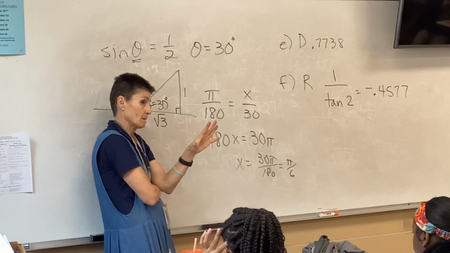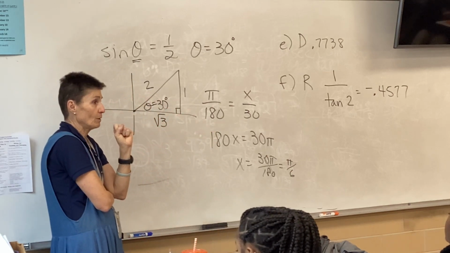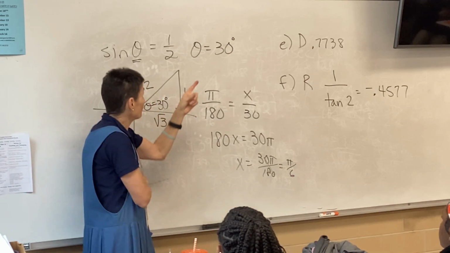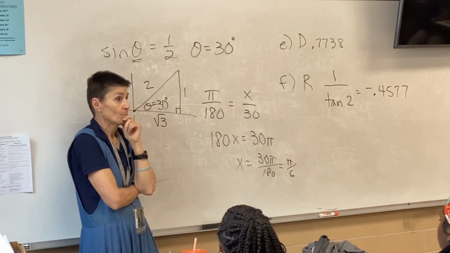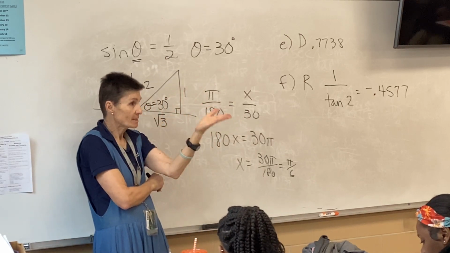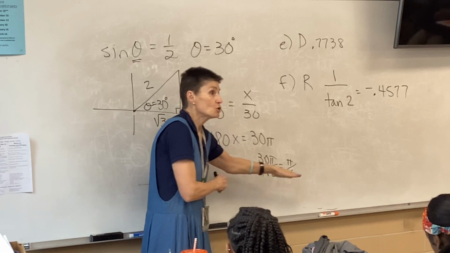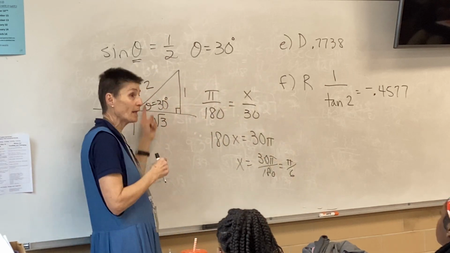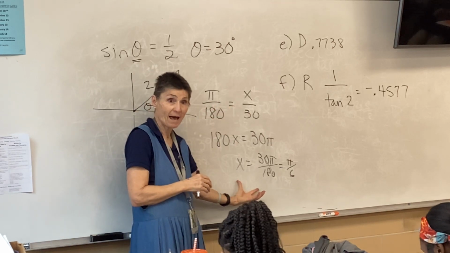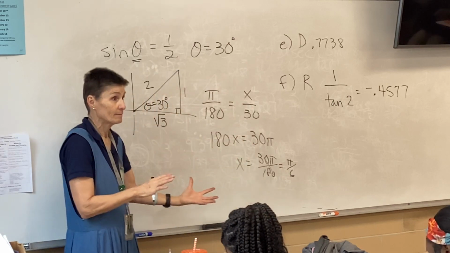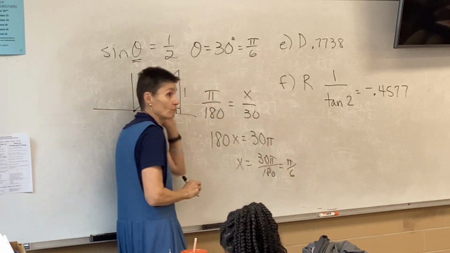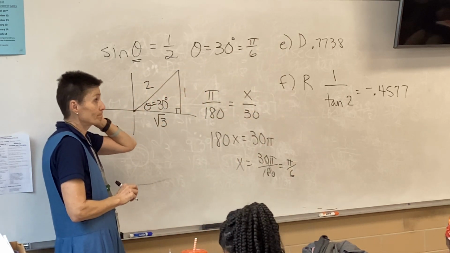But remember that a whole pi is 180. So if we're talking about 30, what fraction of 180 is 30? A sixth. So a sixth of pi. So you can reason these special angles, the 30s and 60s, without going through the actual math. But if you want to do the math, that's fine. But I have no problem with you going straight to pi over 6. Okay? All right, next.